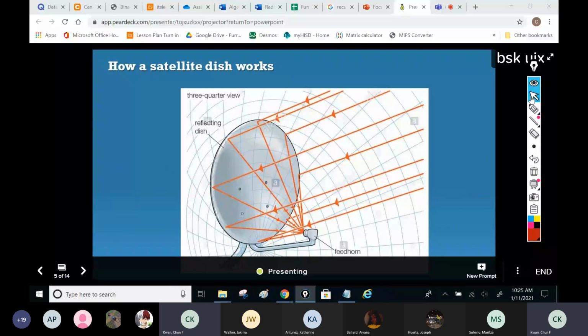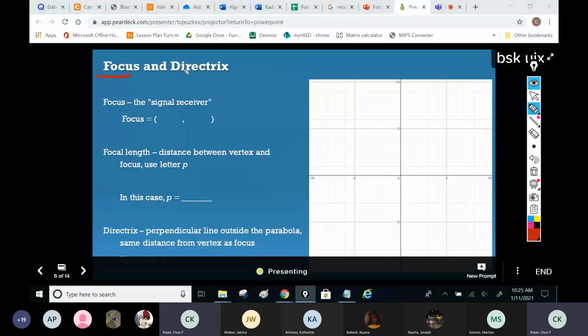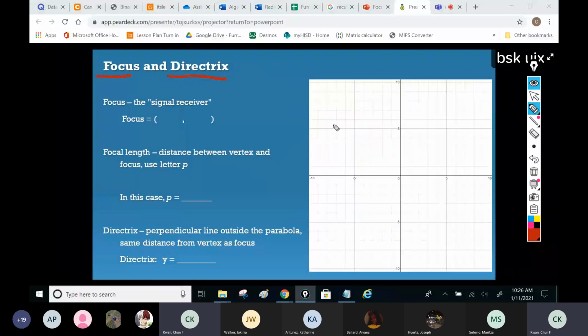All right, so moving on. Let's try to carry this concept to what we are going to learn today. Today we're going to learn about focus and directrix. Let me explain what exactly focus and directrix are. So let's say you have a curve. I'm going to put the curve maybe right here, like this.